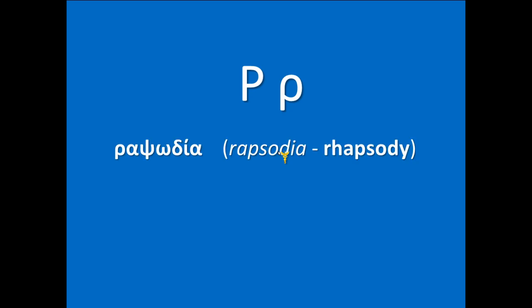After is the letter Rho, Rhapsodia, Rhapsody, Romi, Rome. Actually, in ancient Greek, Romi used to mean power or strength. The letter Rho is pronounced R, like river.